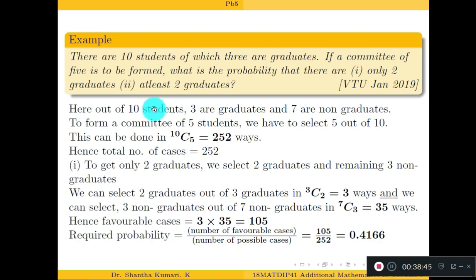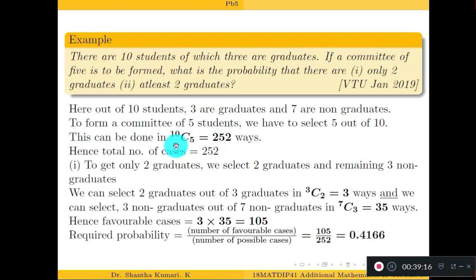So here we have to select 5 students out of total 10 students. Without any condition we are selecting. We don't know whether they are graduates or non-graduates. So how many ways can you do this? 10C5. Just like nCr, we are selecting 5 students out of 10 in 10C5 ways. Directly use the calculator. You calculate this 10C5, you get 252. This is actually the denominator of your probability.